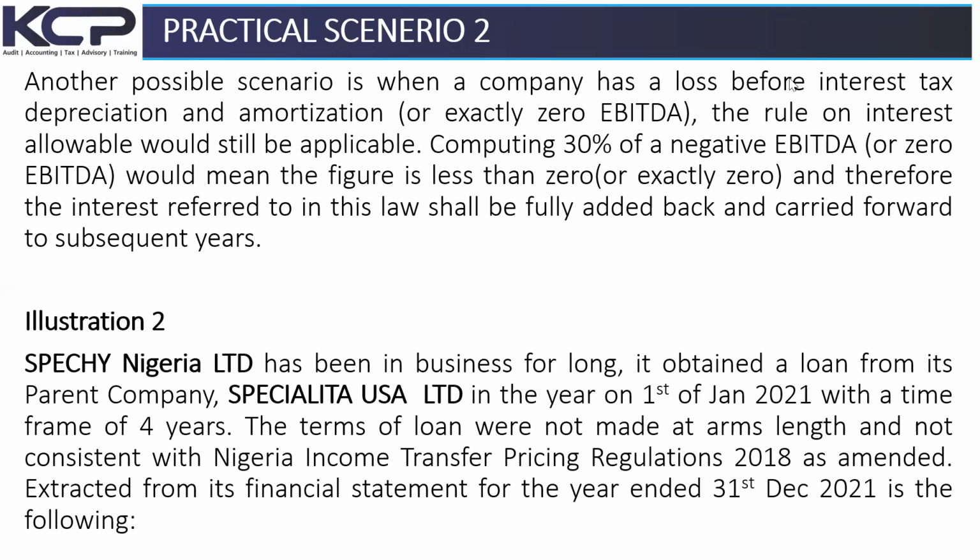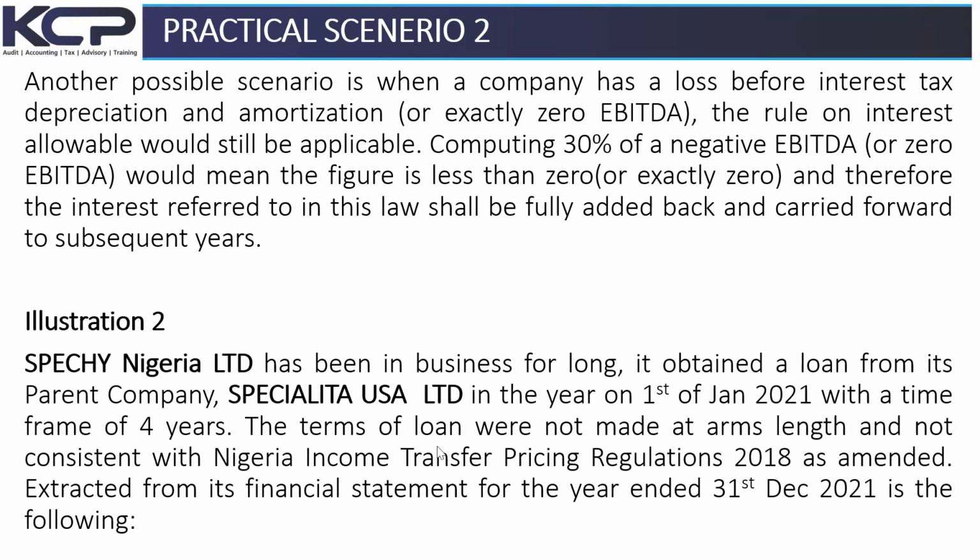That being said, another possible scenario is when a company has a loss before interest, tax, depreciation, and amortization. Earlier on we said we have to calculate your EBITDA, and you cannot calculate your EBITDA if the value is not positive. But what happens in reality, because we also know that there are instances where your earnings in that very period could be negative, meaning you have an operating loss, as the case may be. If after you have adjusted interest expense, tax, depreciation, and amortization on your earnings, it is still a negative figure, what then would happen?